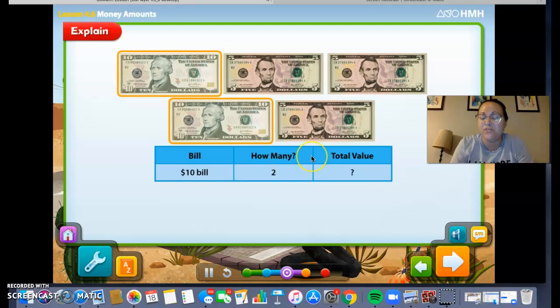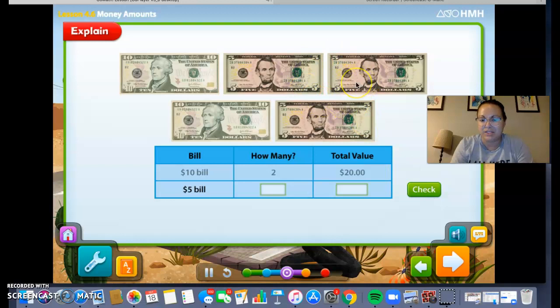What's the total value of 2 $10 bills? 10, 20. You just count them by tens. 2 $10 bills are worth $20. All right, moving on to the fives. Enter the number of $5 bills and their total value. So how many 5s do we have? 3. And when we add, what's 3 5s? You might just know it, or you could go 5, 10, 15. I think they want us to do the whole thing there. Let's check. All right. We did it.